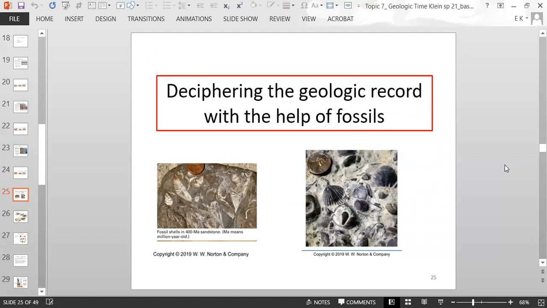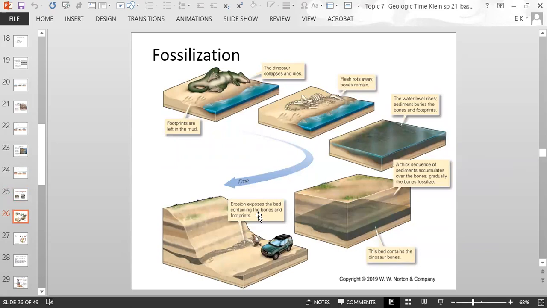So now we're going to talk about how to decipher the geologic record with the help of fossils. So here are some examples of some fossils and some rocks. So this is a diagram that shows fossilization. So here you have this dinosaur that unfortunately collapsed and died right here. Here are some footprints. So eventually you have just the bones remaining.